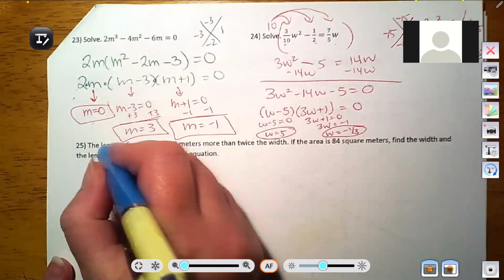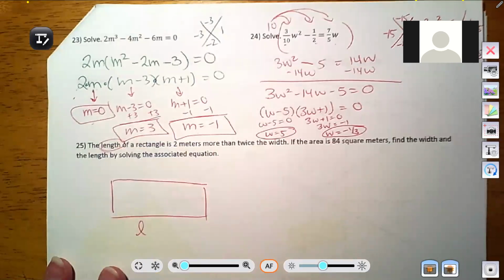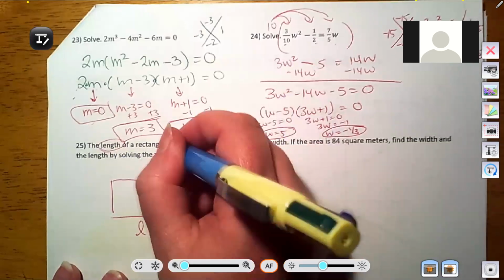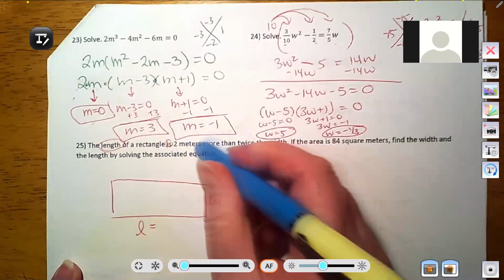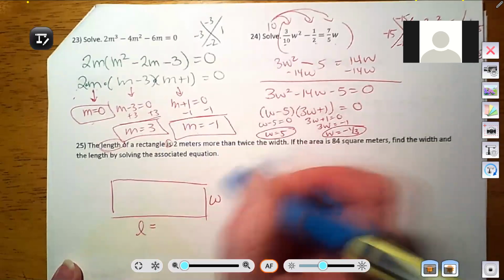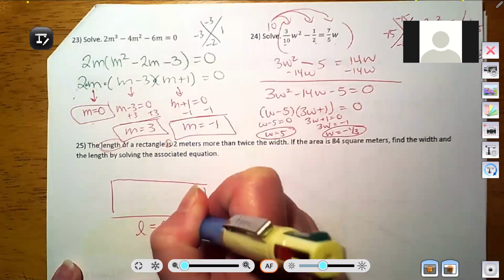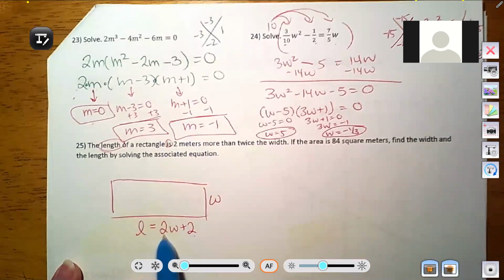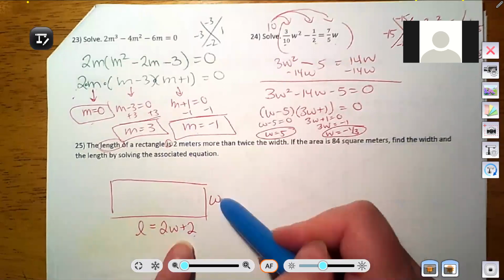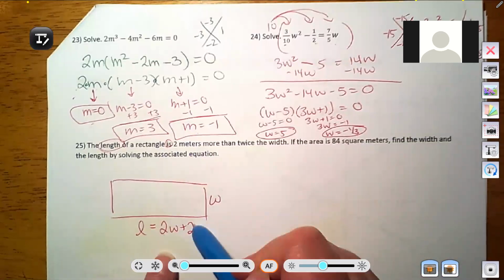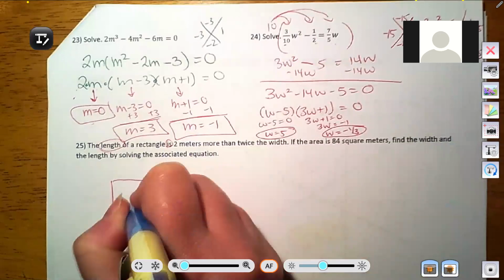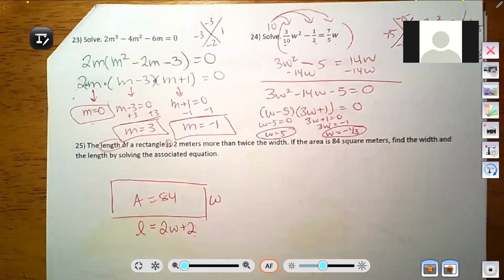The length, so I'll call length L, and the width W, because it's referring to length and width. The length is 2 meters more than twice the width. So twice the width plus 2 meters. 2 meters more than. The width is just the width. So we have the width in terms of width, and we have the length in terms of width. And the area is 84 square meters. So find the length and the width.